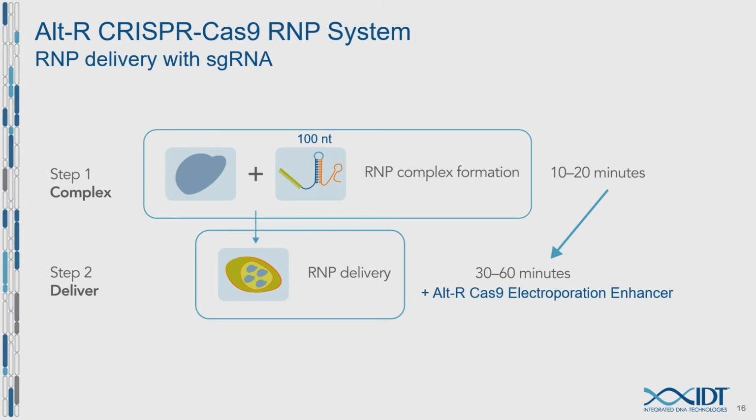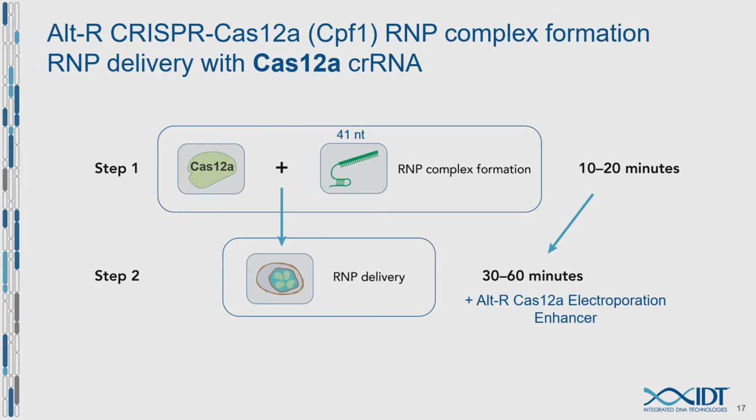And then I just wanted to touch on, if you have an sgRNA, same sort of thing. You're just now not needing to anneal these two strands because we've chemically synthesized that together. And then it's the same approach if you're using Cas12a. You're just going to incubate that crRNA with the protein and then deliver that RNP into the cell.